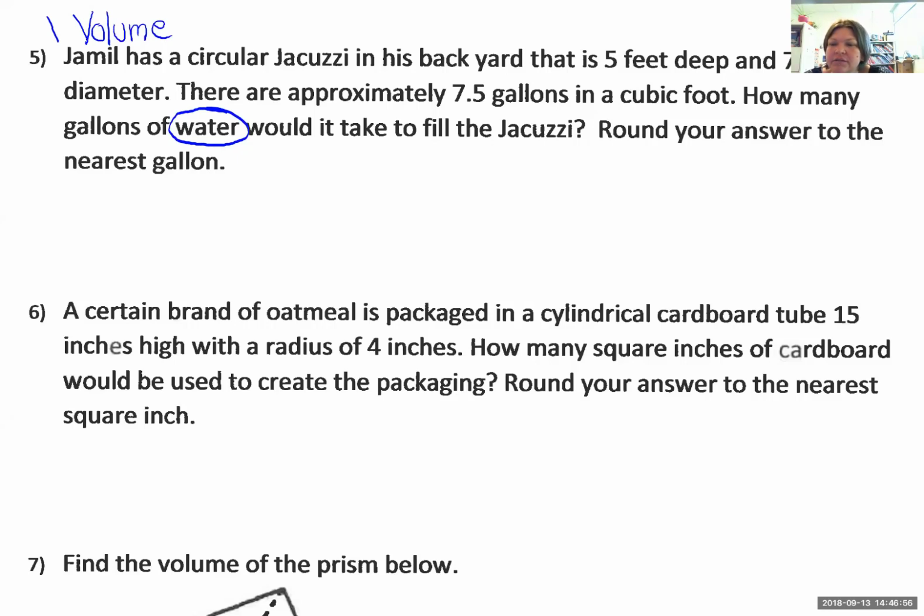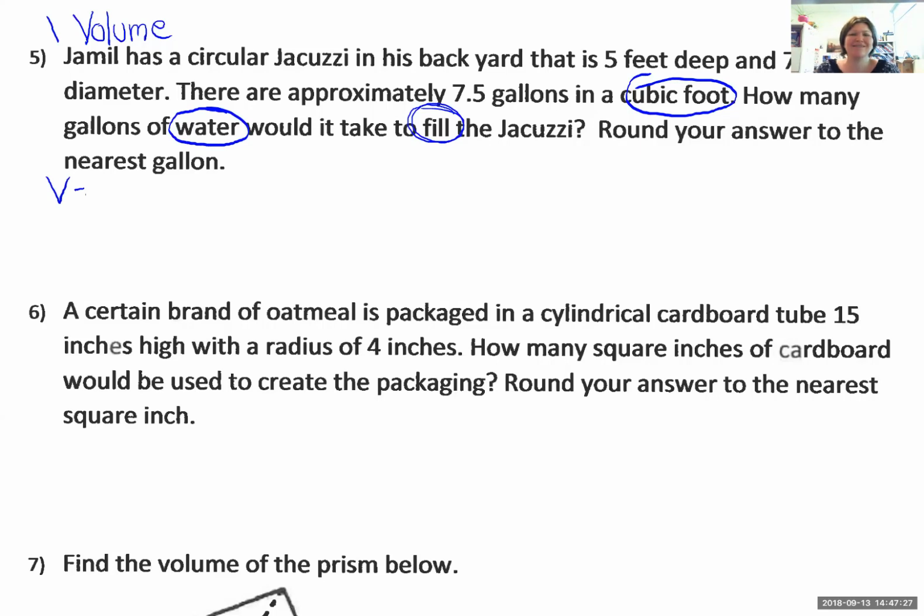Okay, anything else? Cubic foot. Cubic foot. Really big clue there that my answer is supposed to be in cubic feet. Of course it's volume if it's in cubic feet. And one more little bit of language. I'm going to take that water and I'm going to fill that jacuzzi. So a lot of clues here that this is a volume problem. Nice. So I'm expecting a volume formula.